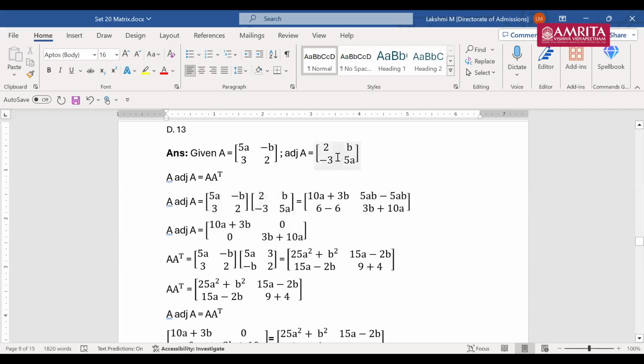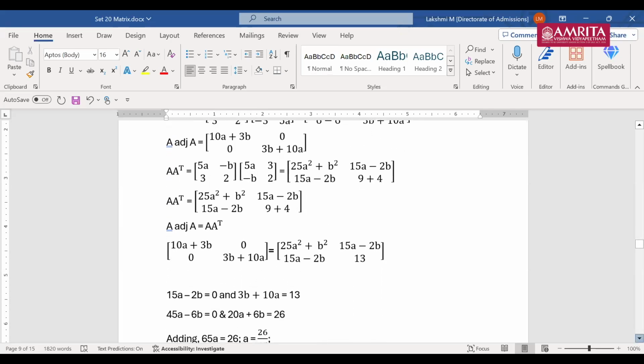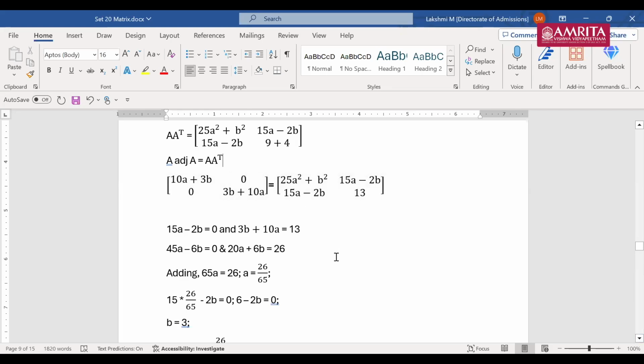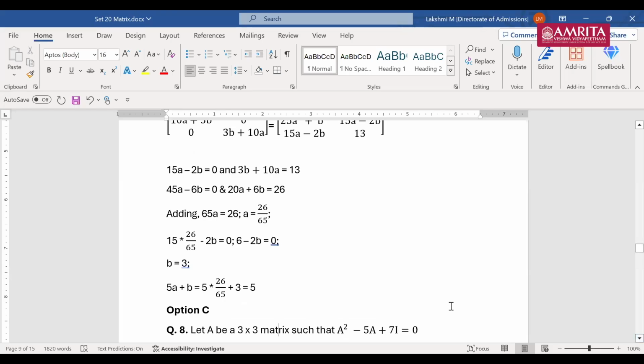Now what is A transpose? You have A, you can just exchange the terms and find the A transpose. It's 5A minus B 2. You can solve this and you'll have another equation. So you have two of them, you can just equate them. Either you can work with 15A minus 2B equal to 0 or 3B plus 10A equal to 13, because that's the smallest one. If you substitute in both equations, you'll get A and B. And the question is 5A plus B. So A is something like 26 by 65. You can just substitute it, solve it, and you'll have the answer. I hope this question is clear to all of you.